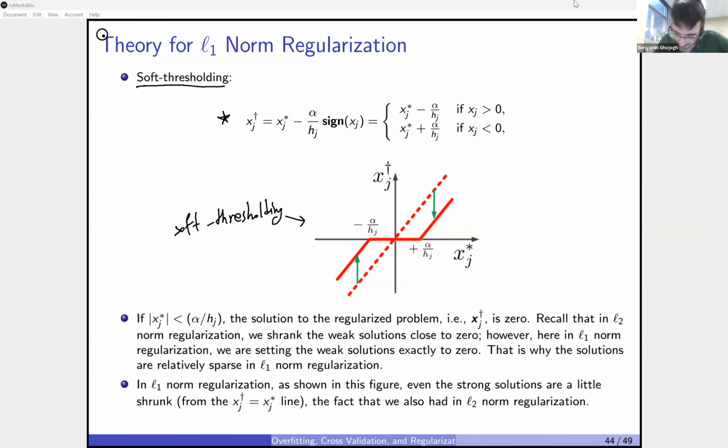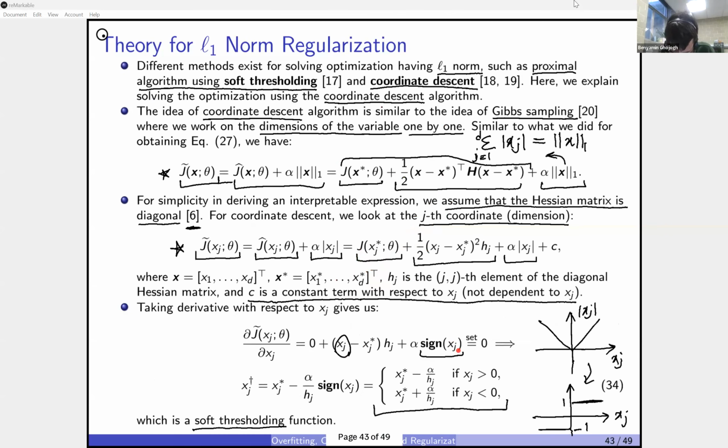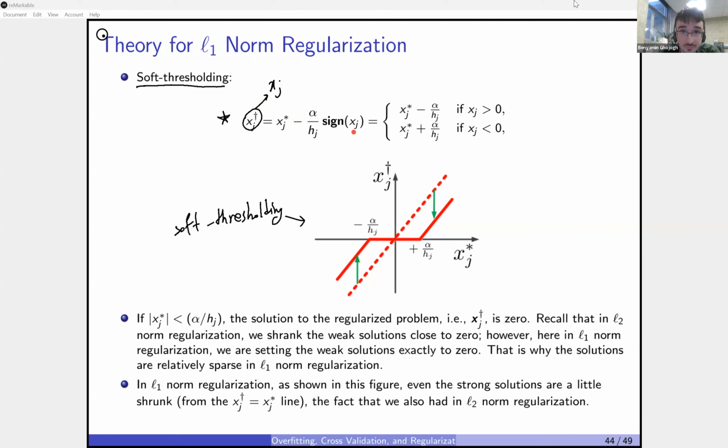Okay, sorry about the pause here. So it's basic, by the way. When I say xj dagger, it's just naming. It was xj, right? I just named the solution xj dagger here. So here we have xj, also we have sign of xj. So these are the same thing. So xj equals xj star minus alpha over hj sign of xj.